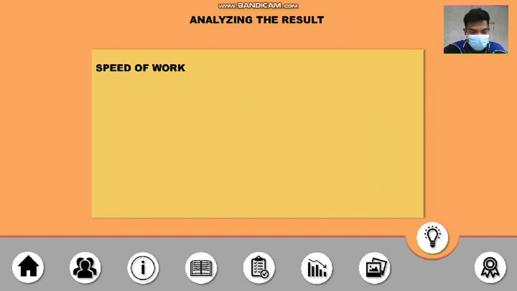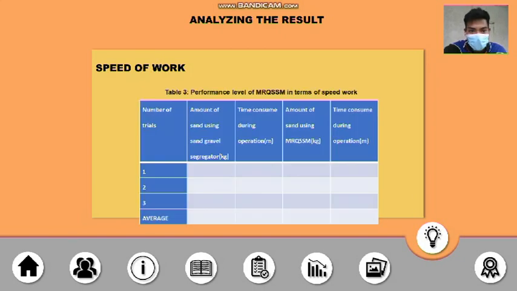Speed of work. Comparison of performance level in terms of speed of work between the sand gravel segregator and the modified sand sieving machine. The researcher will provide the amount of sand in the 3 trials.